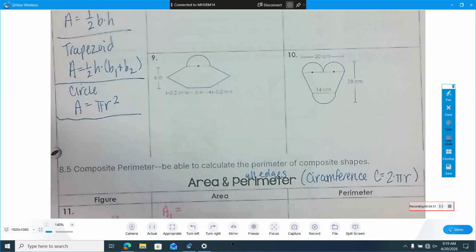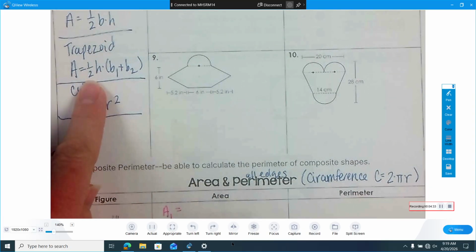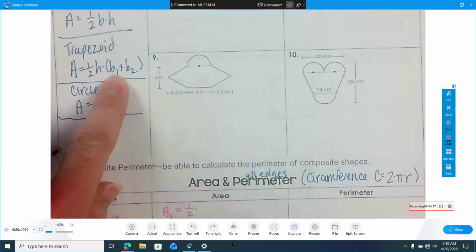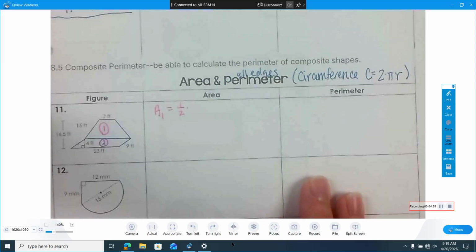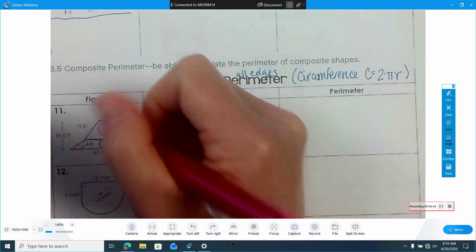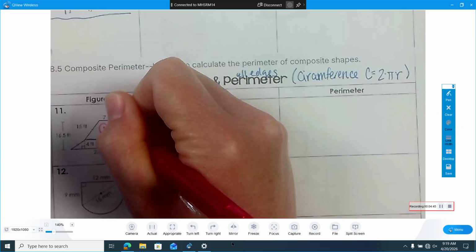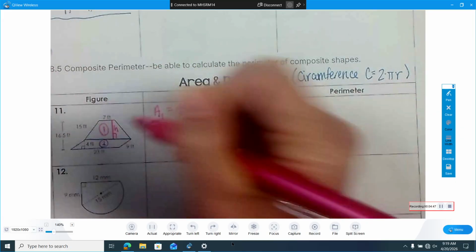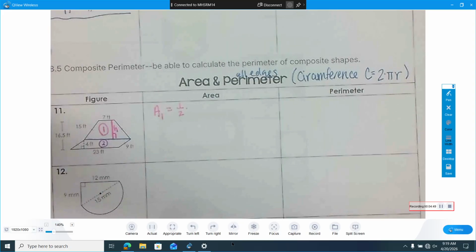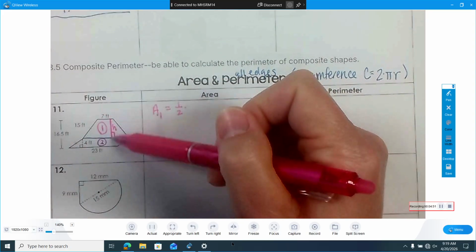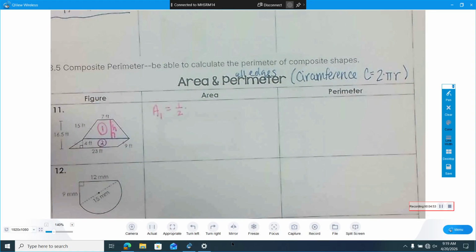And I'm going to go to my trapezoid formula, which is 1/2 times the height times base 1 plus base 2. So when I look here, this is pretty challenging. I need to know the height of this trapezoid. And remember, heights have to be perpendicular. So I need this height right here. How tall is that trapezoid?